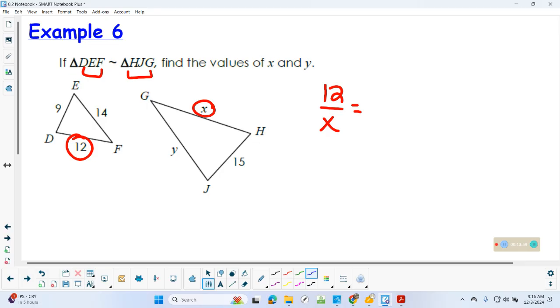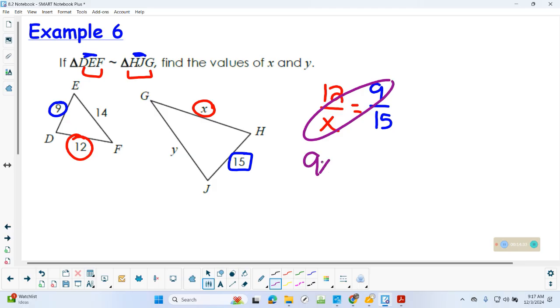Now, I don't want to use the side with y because that's going to be a separate fraction. I'm going to get to that. So I'm looking at the 15 side. So JH, the first 2 letters. Okay, all right. So that's going to correspond to DE. So my second fraction, careful here, am I going to do it 15 over 9 or 9 over 15? 9 over 15, because I started on the small triangle on the first fraction, so I start on the small triangle again.